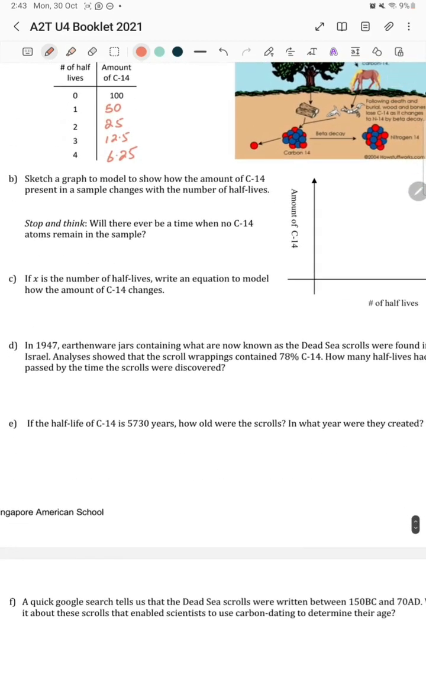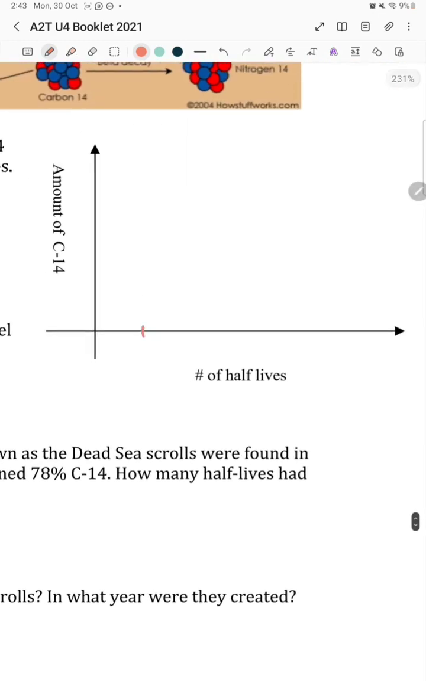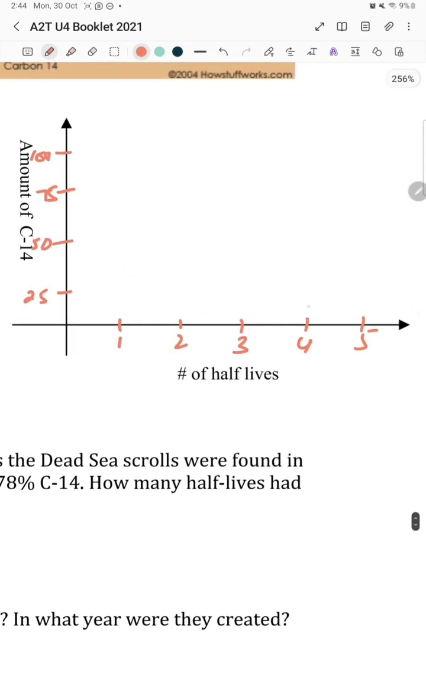Sketch a graph to model how the amount of carbon-14 present in a sample changes with the number of half-lives. Stop and think, will there ever be a time when no carbon-14 atoms remain in the sample? So what is happening here is the number of half-lives are 1, 2, 3, 4, 5, and here it is 25, 50, 75, 100. So when it was 4, it was 6.25. So it was here, then it was decreasing.